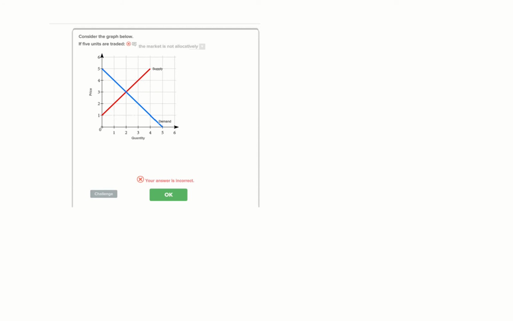So it's asking if 5 units are being traded. Now, at intersection, here, let me use different color. Here we go. So intersection right here, that is the price and quantity. So supposedly the price of the market should be, so the price should be at 3, and then quantity should be only at 2. But now the question says we want to trade 5 units.